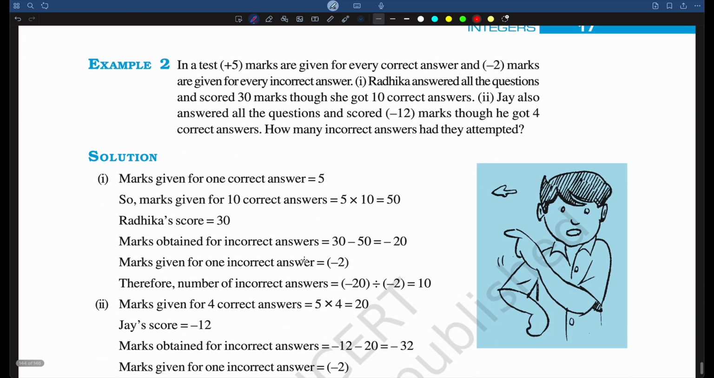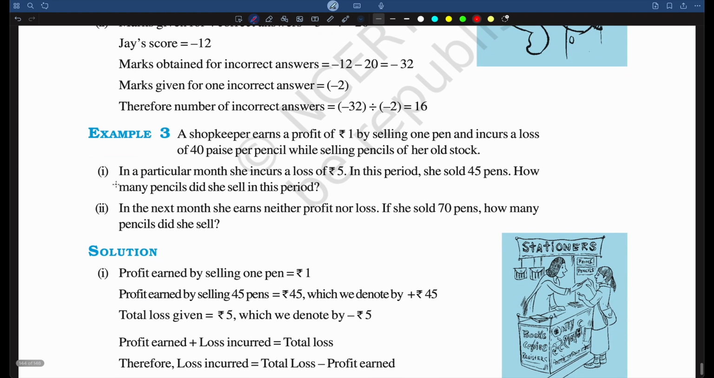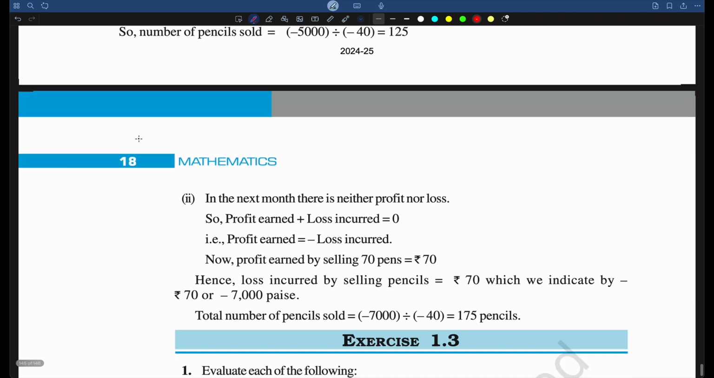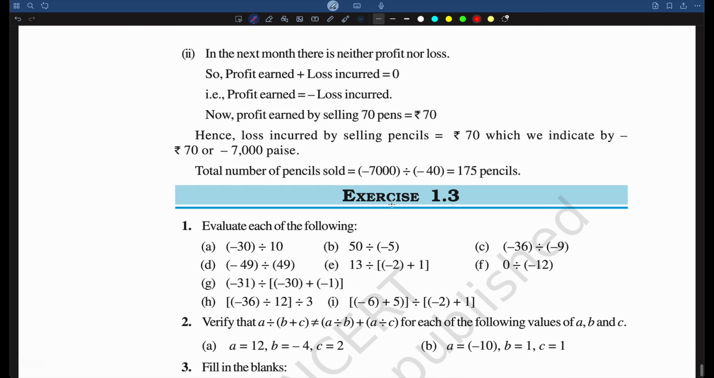In the next lecture, we will solve example number 2, example number 3, and exercise 1.3.